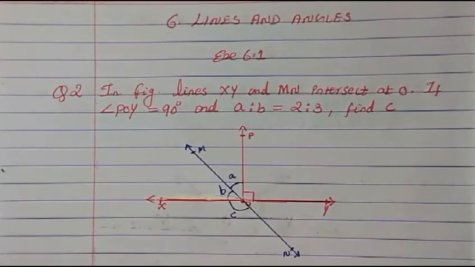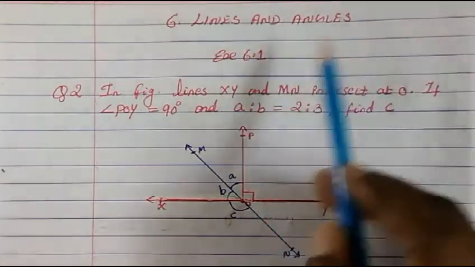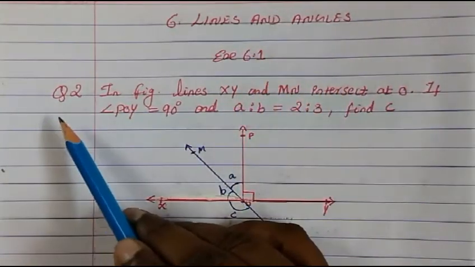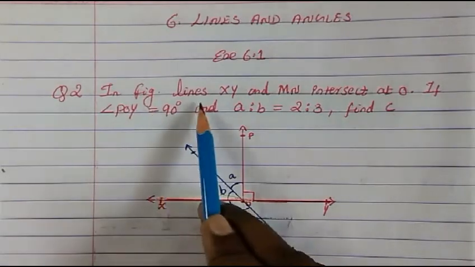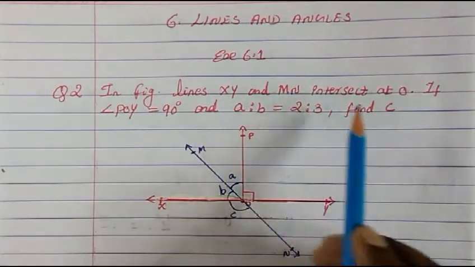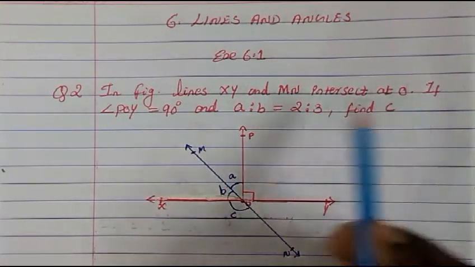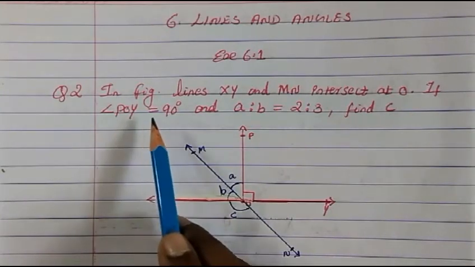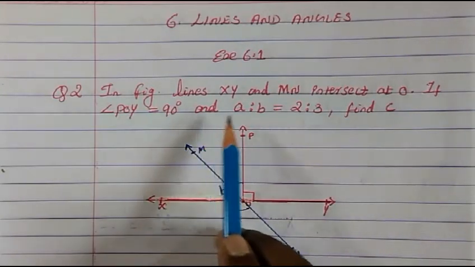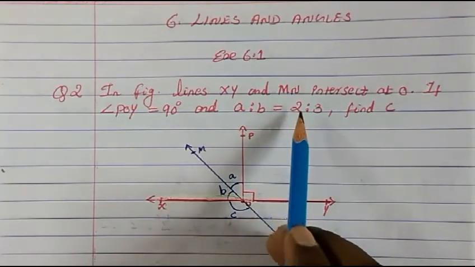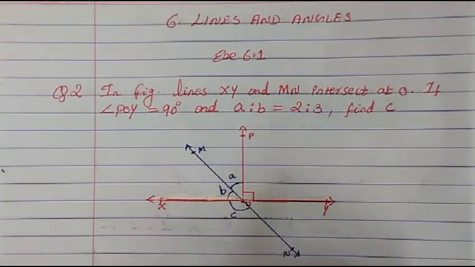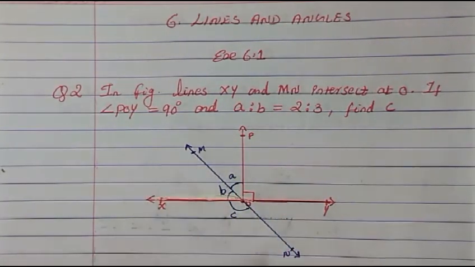Today we are going to study from chapter 6 Lines and Angles, exercise 6.1, question 2. In the figure, lines XY and MN intersect at O. If angle POY is equal to 90 degrees and a is to b is equal to 2 is to 3, find c. So here you can see the figure.